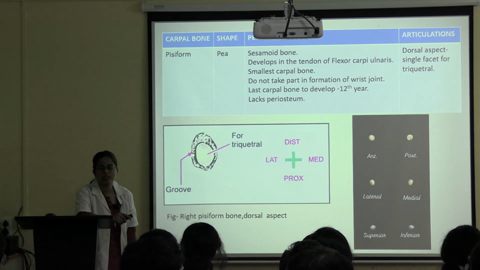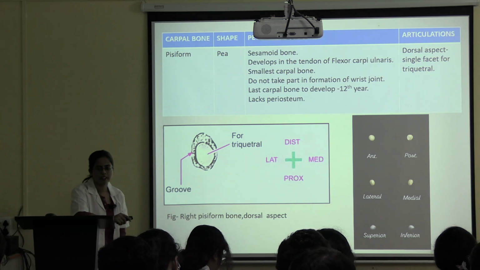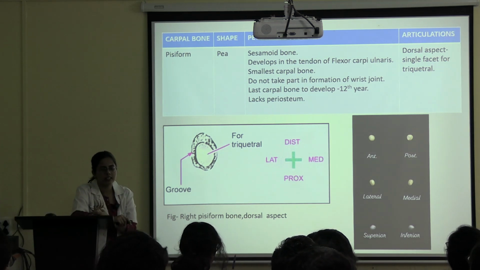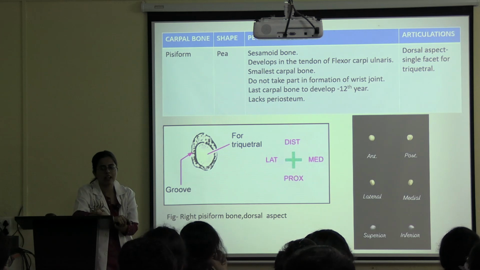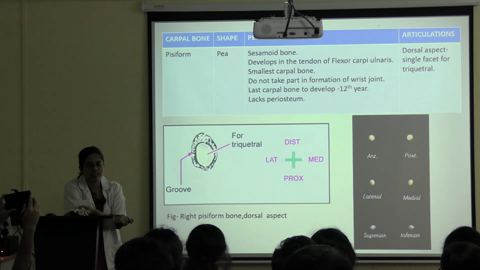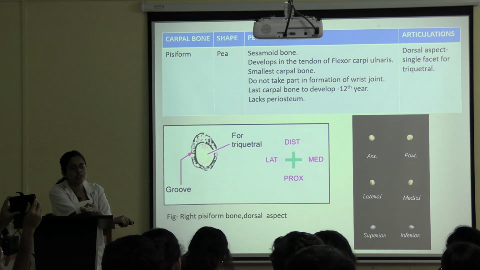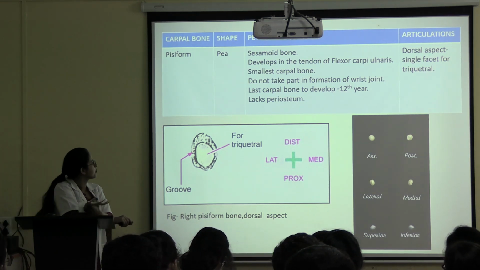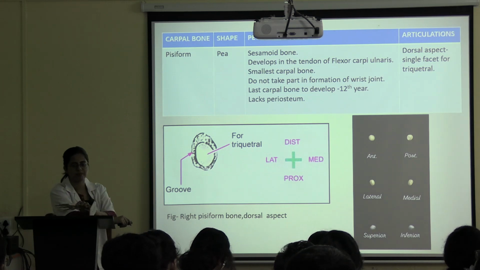Then what are the peculiarities of pisiform bone? It's a P-shaped bone. It's a sesamoid bone. It develops in the tendon of flexor carpi ulnaris. It does not take part in the formation of wrist joint, as I have told earlier, and is the last bone to ossify by 10 to 12 years. And it lacks periosteum.